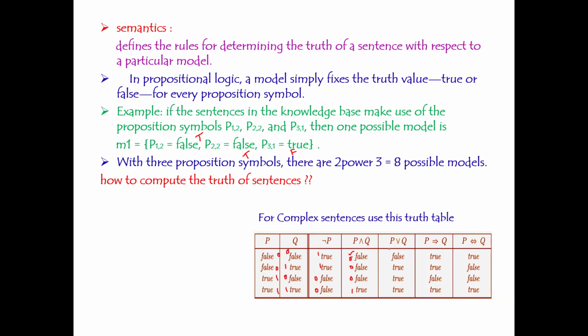Okay. So P or Q, in simple sentence, in one word, what you can remember is, if both of the proposition symbols are false, then P or Q will be false. Otherwise, it will be true. If both are false, then only P or Q will be false. If any one is true, then P or Q will be true.